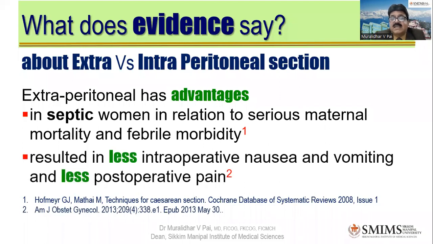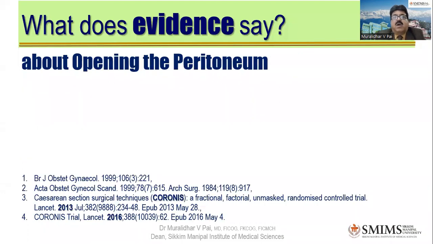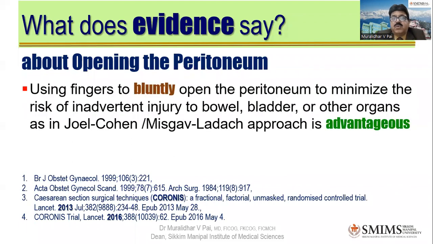It resulted in less intraoperative nausea and vomiting and less postoperative pain because you're not incising the peritoneum, and that's why it causes less intraoperative nausea and vomiting and postoperative pain. What about opening the peritoneum per se now? Using fingers to bluntly open the peritoneum to minimize the risk of inadvertent injury to the bowel, bladder, and other organs, as in Joel Cohen, is advantageous. Yes, that's what we do.